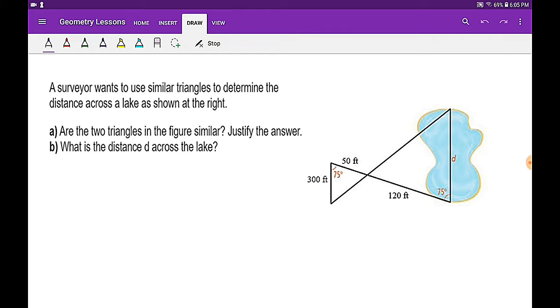Part A. Are the two triangles in the figure similar? Justify your answer. Part B. What is the distance D across the lake?